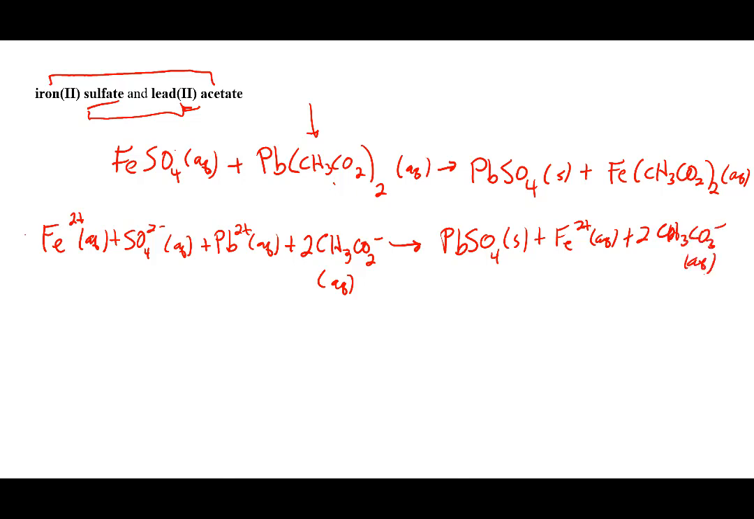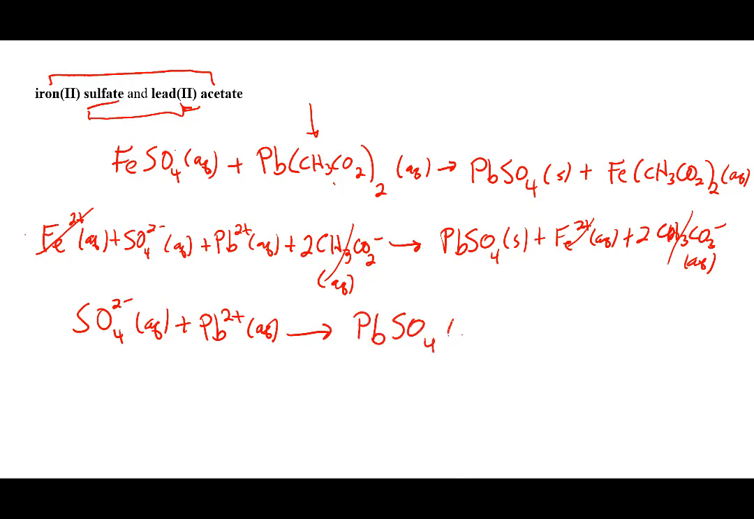Okay, and so now the iron 2 plus is a spectator ion, the acetates are a spectator ion, and what we have is the sulfate 2- aqueous reacts with the lead 2 plus aqueous, goes to make the lead sulfate solid. It's another precipitation reaction.